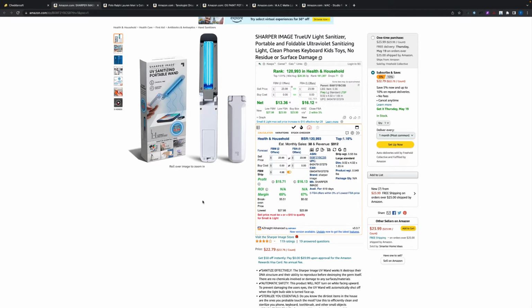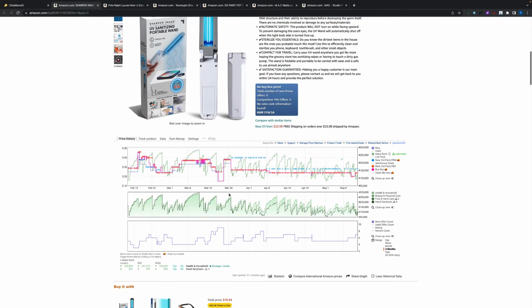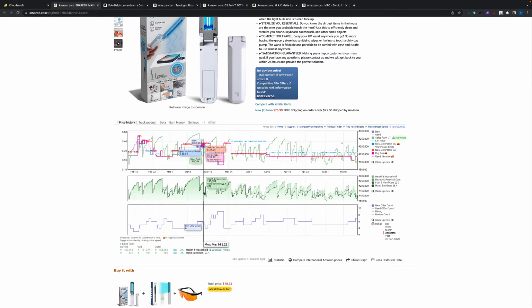So that's strike number 1. If we open up a listing and any of our IP alert systems pop off, that's 1 strike. The next thing we look for is going down to the Keepa graph. And what we're looking for is offer count drops very similar to what you're seeing right here.